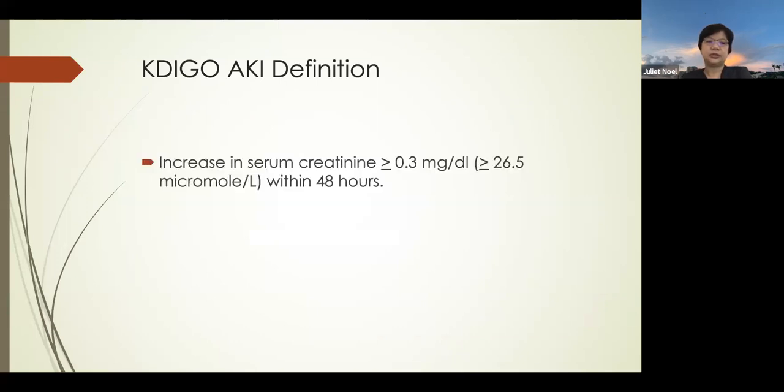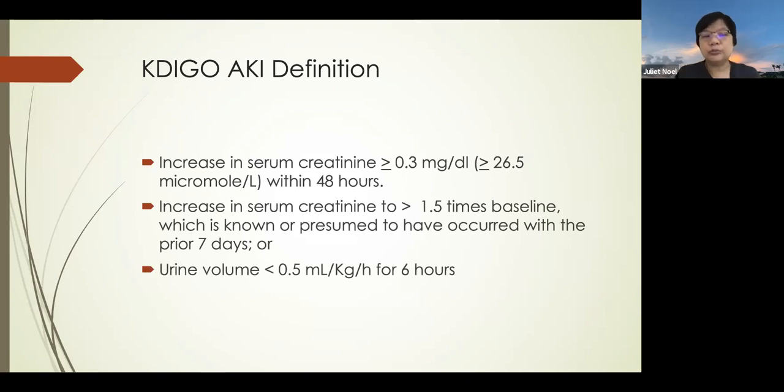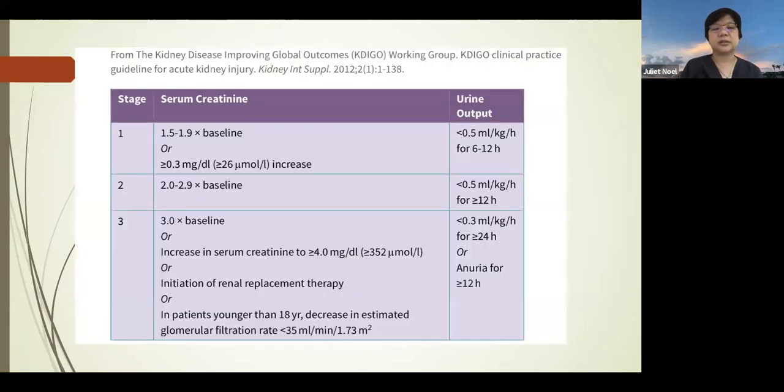Whereas the KDIGO AKI definition is more or less the same: increased serum creatinine within 48 hours, an increase in serum creatinine of more than 1.5 times the baseline, which is known or presumed to have occurred in the prior 7 days, or urine volume of less than 0.5 ml per kilo per hour for the past 6 hours.